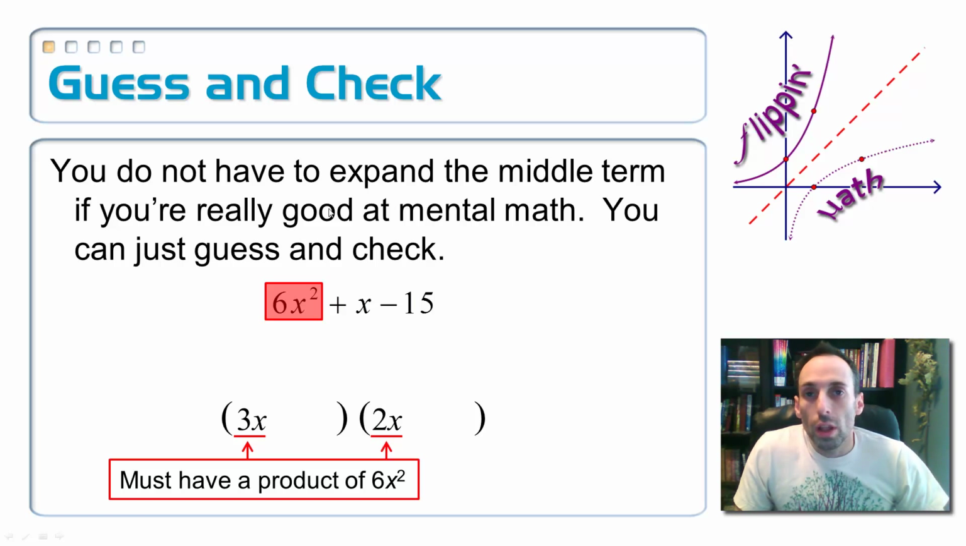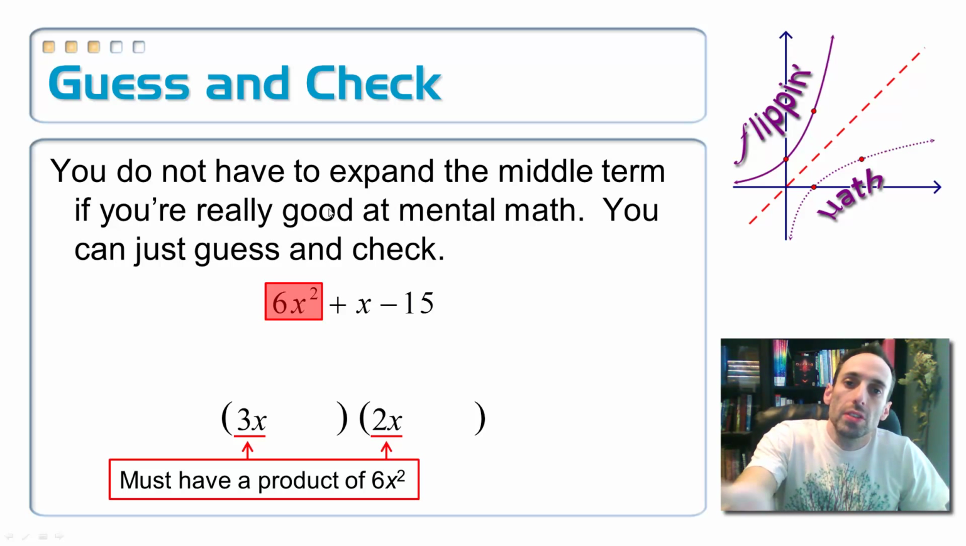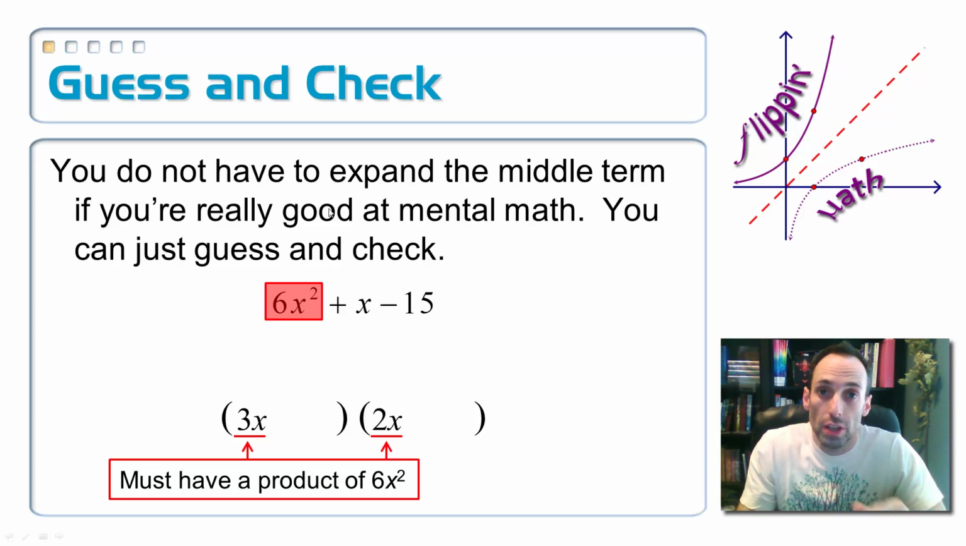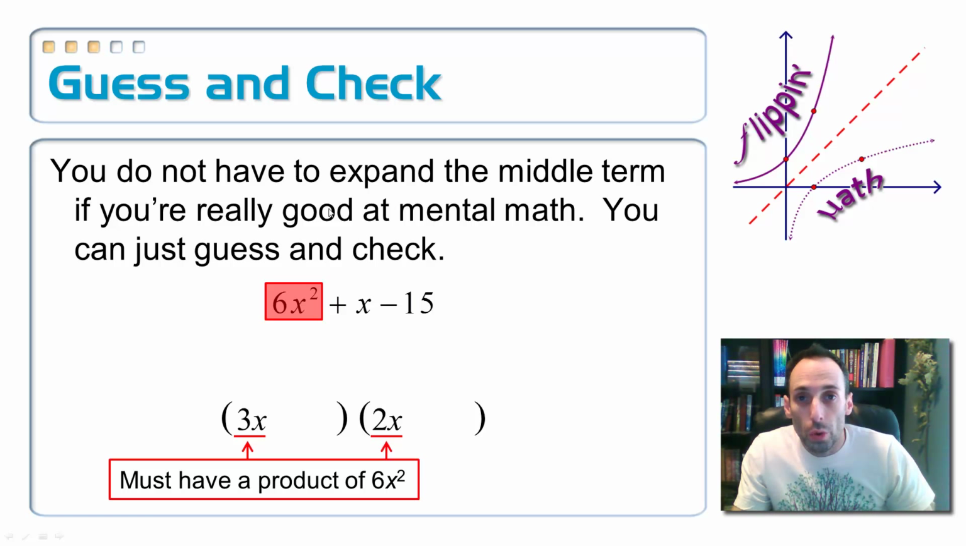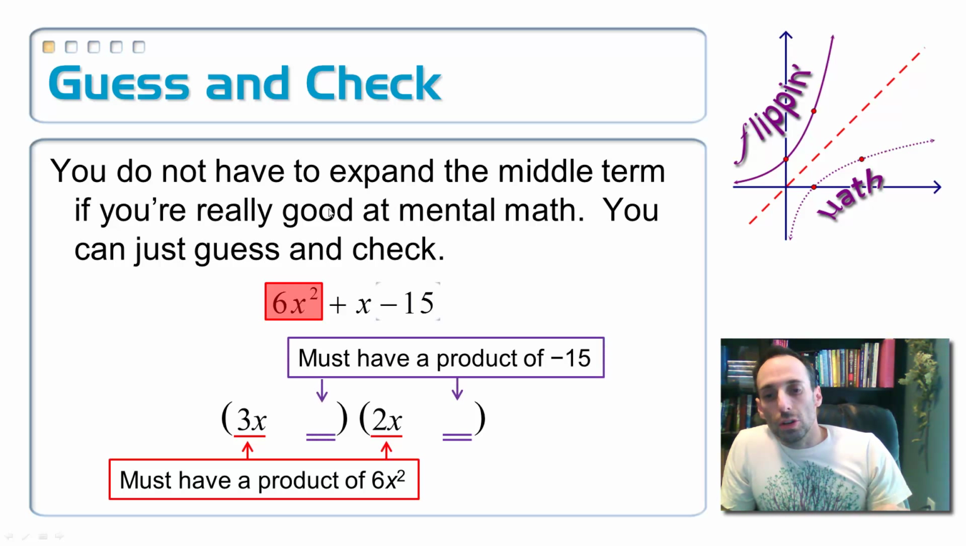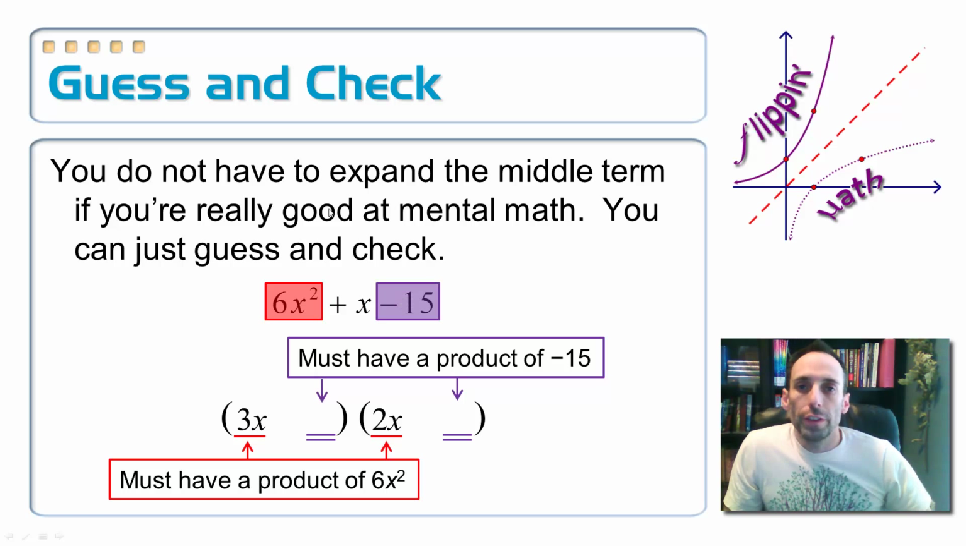Those could be wrong. I don't know yet. But I'm just going to pick something, put it down. If it's wrong, I can go back and change it, because I could have to change it to x and 6x. Who knows? Okay. Now, the product of the last terms, whenever I multiply those last terms together, I'm going to get the constant term of negative 15.